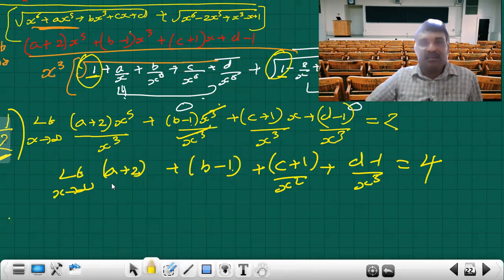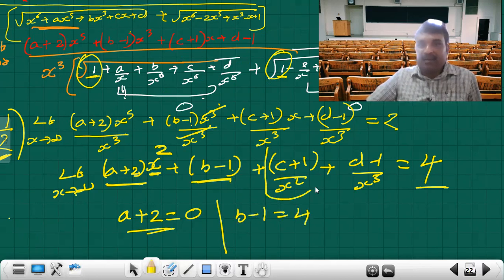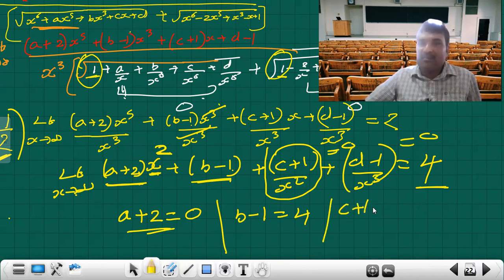Now 4 is a finite value. So this should be 0, right? Because this is multiplied by x squared, and applying the limit, infinity will come here. That is not possible. So a plus 2 should be 0, right? And the value of the limit is b minus 1. b minus 1 is equal to 4. And this term becomes 0 as x tends to infinity, and this also becomes 0. So c plus 1 belongs to R, and d minus 1 belongs to R. Any real number.